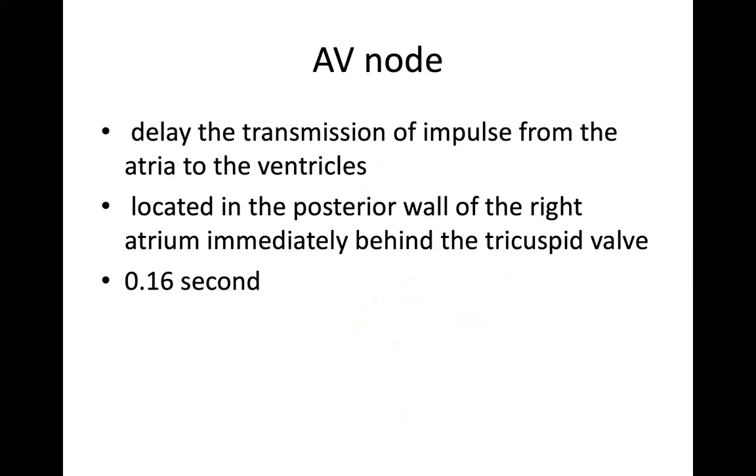So your AV node has the capacity to delay the transmission of the impulse from the atria to the ventricles, and it allows time for the atria to empty their blood into the ventricles before the ventricular contraction begins. It is located in the posterior wall of the right atrium, immediately behind the tricuspid valve. If you will note in the ECG, the normal value of that is 0.16 seconds.